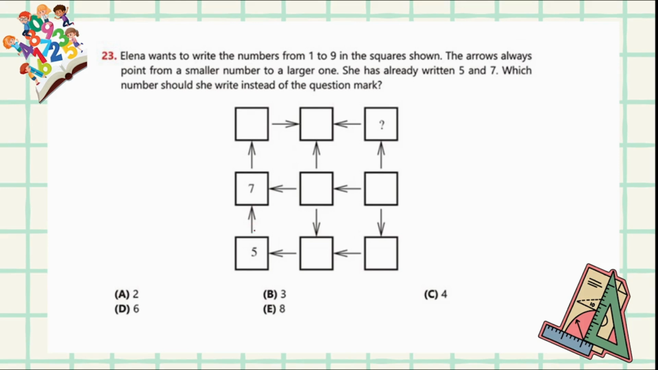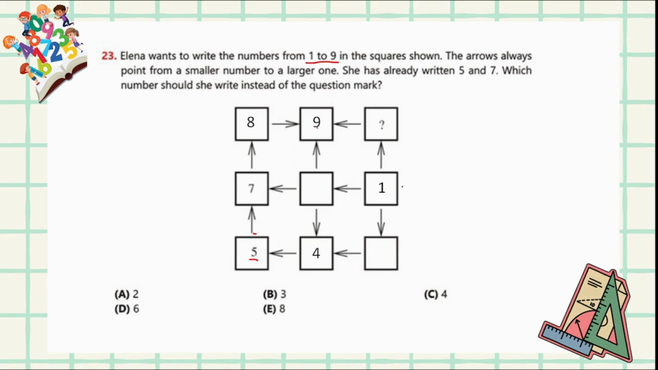So we can see the arrows. At the start of the arrow, there is a smaller number and towards the head of the arrow, there will be a bigger number. So now we can write 4 over here and we will see the number that is next to 4 is greater, that is 5, that is correct.